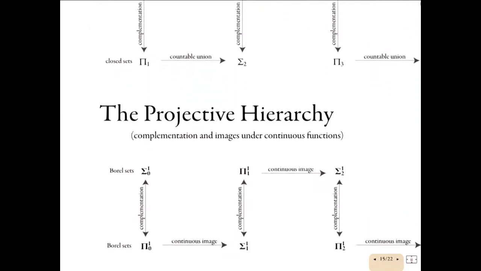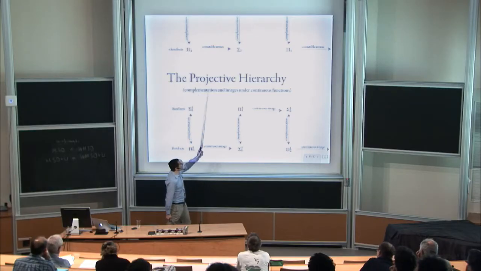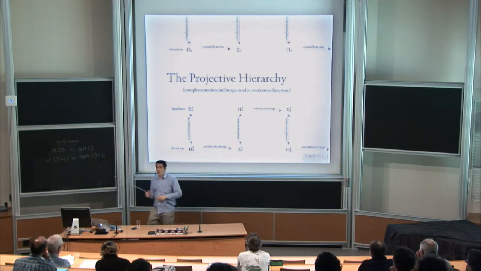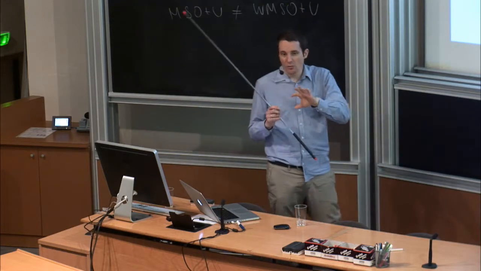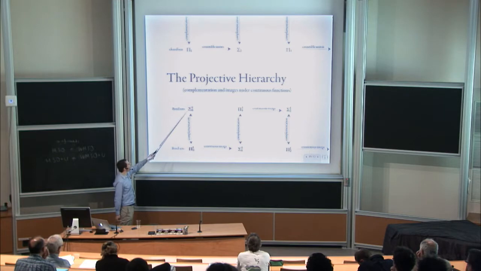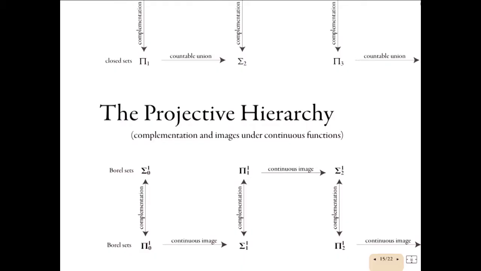It's something far more powerful, which is called the projective hierarchy. The basic operations are complementation, as in the Borel hierarchy, but also images under continuous functions. So projective images, projection under continuous function, which corresponds more or less to quantifying over infinite sets. So you start at the very base, with Borel sets.